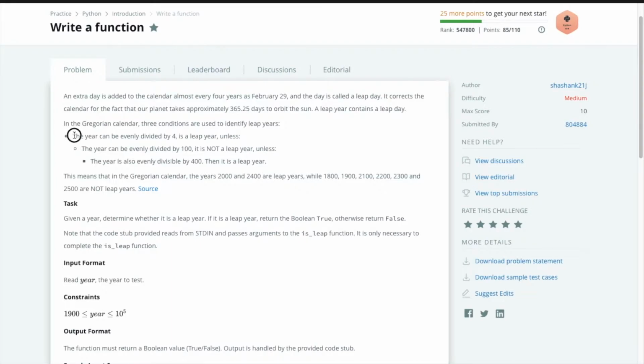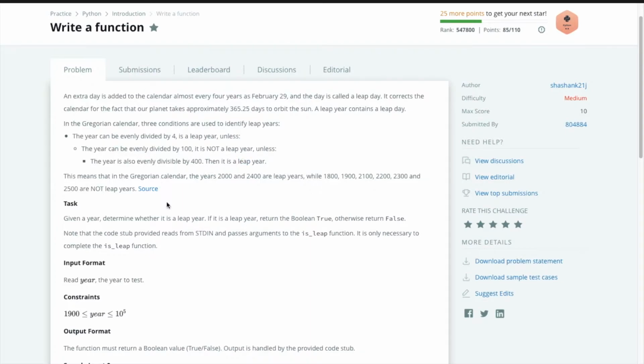The first condition is if the year is evenly divisible by 4, then it is a leap year, unless the year is also divisible by 100 evenly. And the third condition is if the year is divisible by 4 and 100 and also 400, then it is considered a leap year.